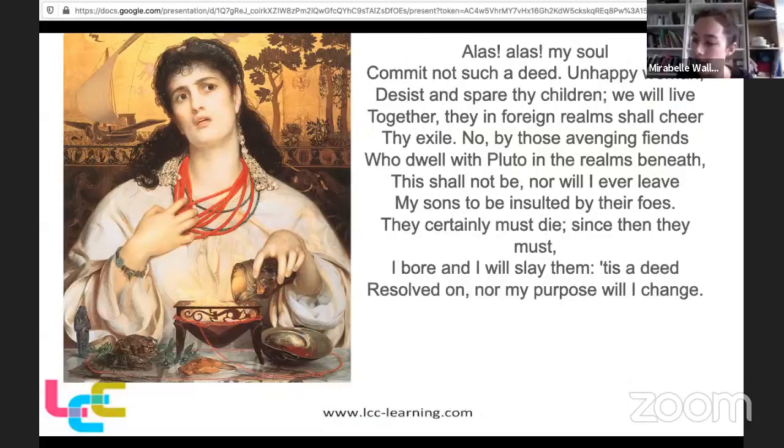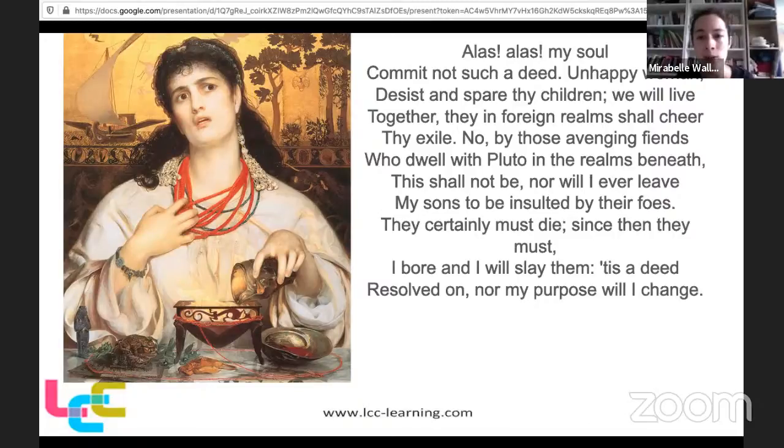So I'm going to read you the little part of her monologue towards the end of the play where she explains her reasoning as to why she decides to kill her children. And I'd like you to identify her reasoning. So what are the reasons for and against the murder in her eyes?